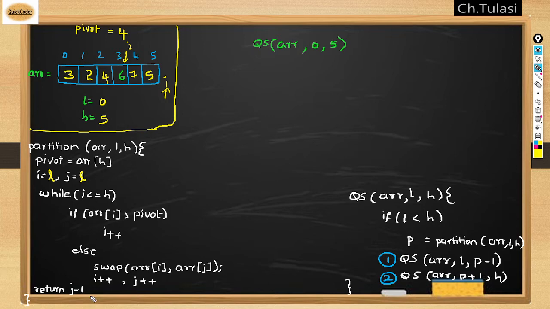So it will stop and it will return J minus 1. What is J minus 1? J is pointing to 3. 3 minus 1 is 2. It will return 2. See, my pivot point comes to the middle. My pivot point is placed at the second index, and the elements are 3, 2, 4, 6, 7, 5. So why are we partitioning here? When we are given a pivot point, the elements which are less than or equal to pivot come to this part, and the elements which are greater than pivot come to this part.